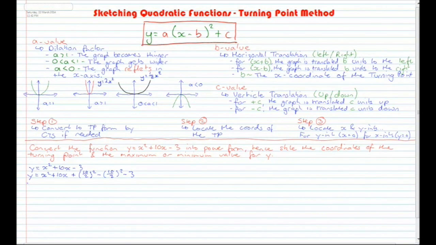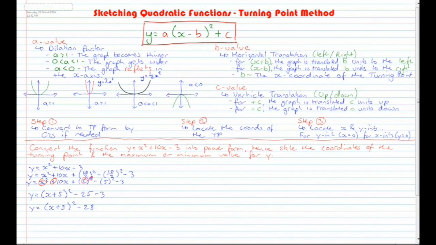Alright, the next step therefore is to go y is equal to x squared plus 10x plus 10 on 2, which is obviously 5, squared, minus 5 squared, minus 3. Now what we're going to do is circle all the numbers that we need in order to put down into the completing the square method. So you go (x plus 5) squared. So we're going to take that down now, and we get y is equal to (x plus 5) squared minus 5 squared, which is 25, minus 3. We therefore can go y is equal to (x plus 5) squared minus 25 minus 3, which is negative 28.